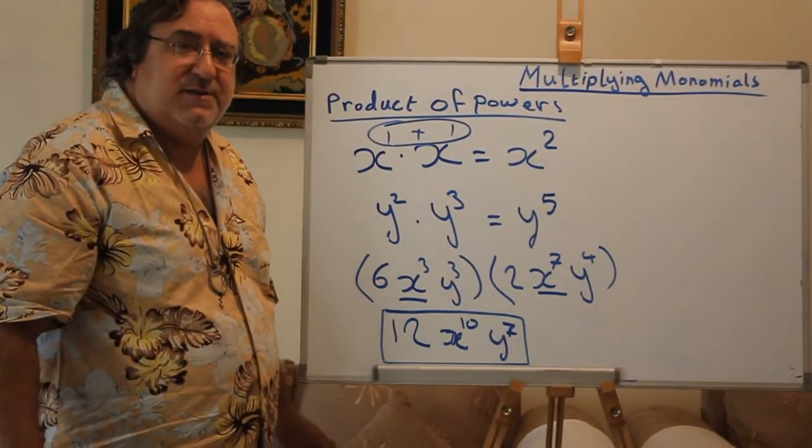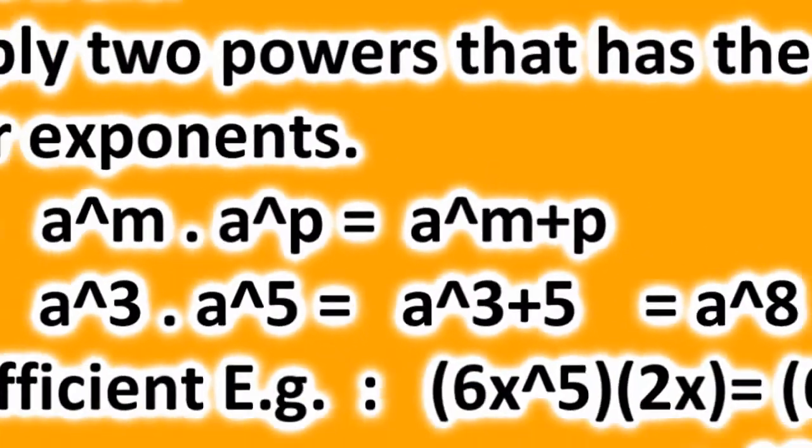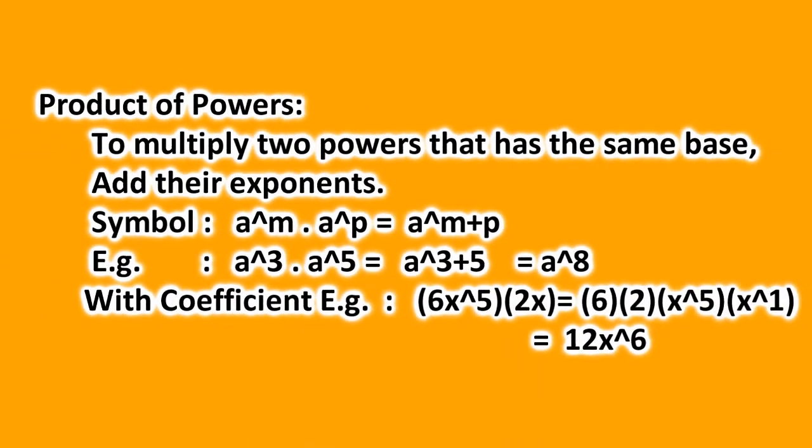I hope it's clear and understood. Thank you very much. Product of powers: to multiply two powers that have the same base, add their exponents. Like the symbol a to the power m times a to the power p equals a to the power m plus p.